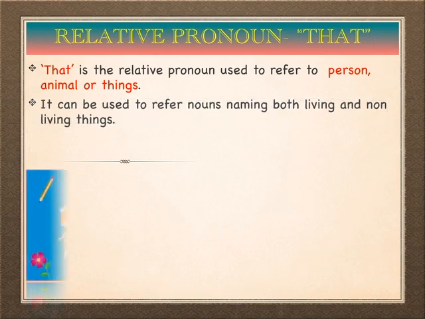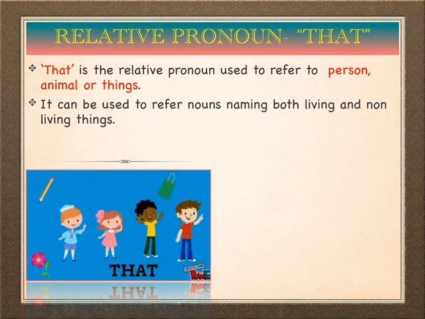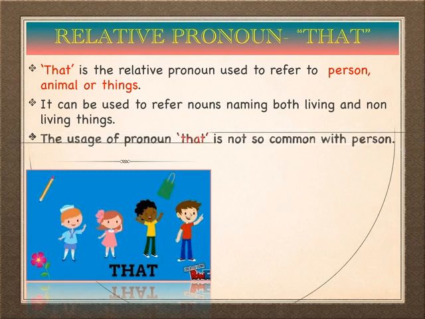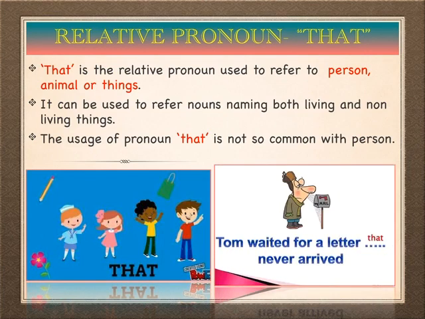It can be used to refer to nouns naming both living and non-living things, just like in the image given over here. That is used for human beings, plants, non-living things, and also animals. But remember one thing, the usage of pronoun that is not so common with person. Generally, whenever we talk about a person or whenever we are relating to a person, we use who and not that.